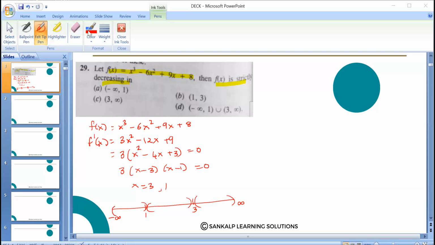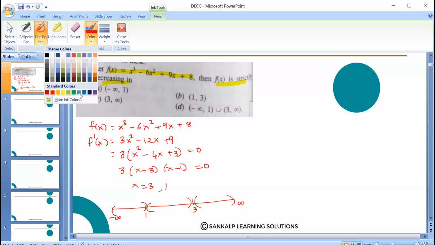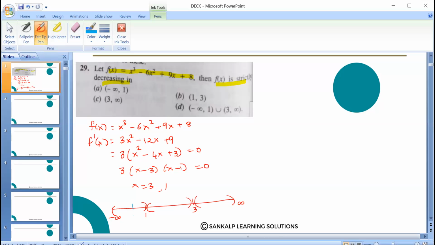So now you have to take in each interval a testing number. Like here 0, here 2, here 4. And you have to put it in the derivative, that is 3 into x minus 3 into x minus 1. If you put 0, this is positive, negative, negative. Total f prime, f dash, will be positive.